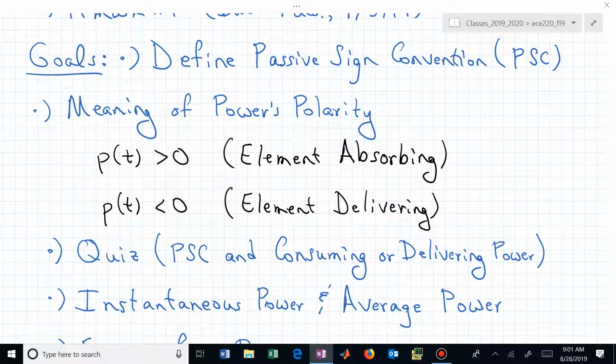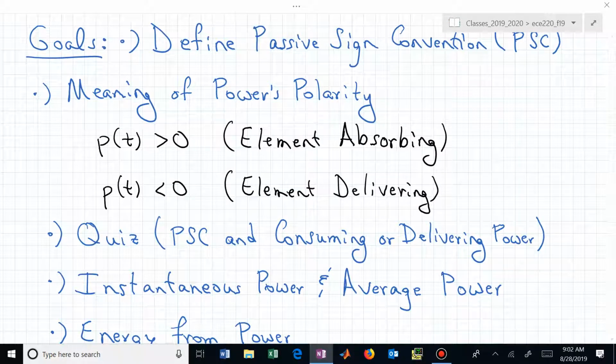Today we want to get into passive sign convention. After defining that, we will look at the meaning of the polarity of power, p(t). If it's greater than 0, then using the passive sign convention, that element will be absorbing power. If p(t) is negative, then that particular element is supplying power to the rest of the system, whatever our system consists of. Then after we've learned all of that, I'll give you a quiz. The quiz is concerned with the passive sign convention, making sure you understand what that means, and using it to tell us whether we are consuming or delivering power.